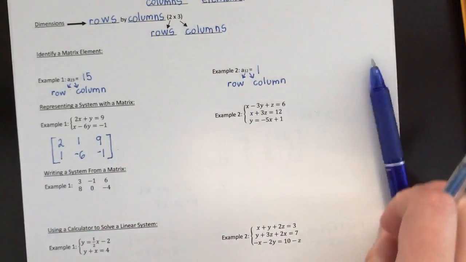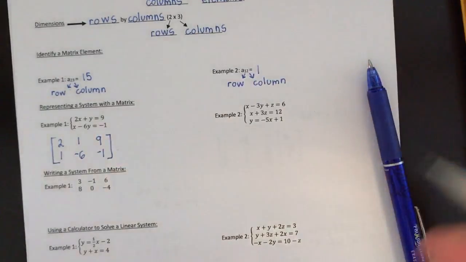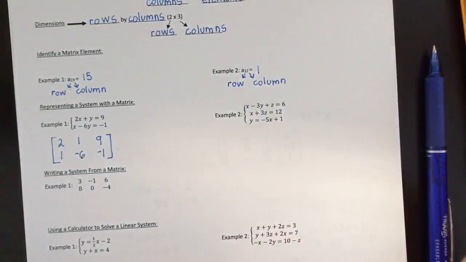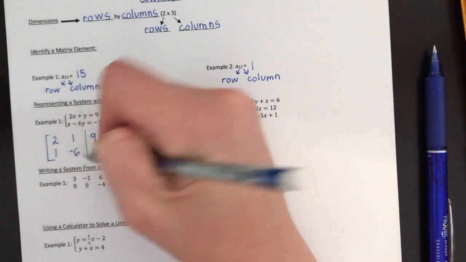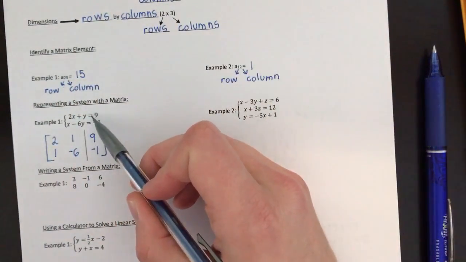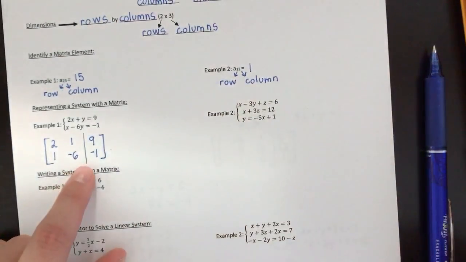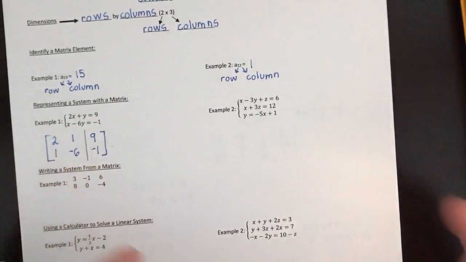Depending upon the author of the book or program that you're using, sometimes you'll see some authors put a vertical line here to represent where the equals sign goes. Sometimes you'll see that line, sometimes you won't, so I just want to prepare you for that.